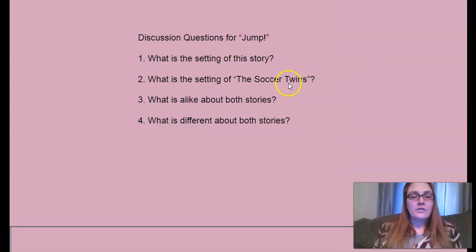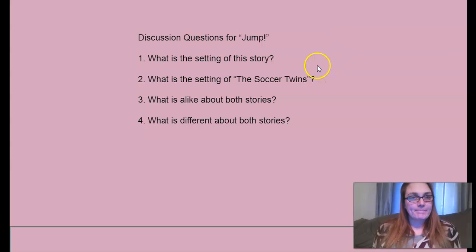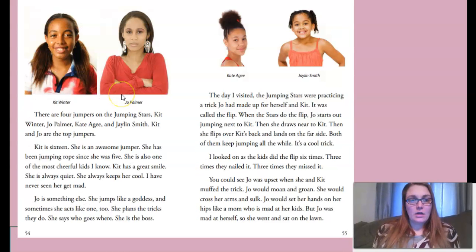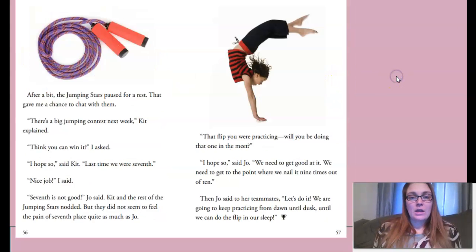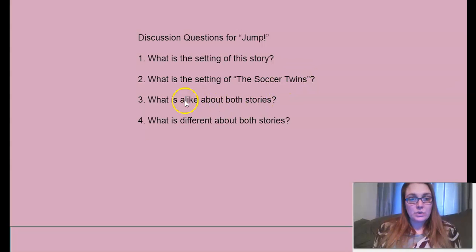What is the setting of the soccer twins? The last story we read was about the soccer twins. And that one was set at a soccer game. So in both stories, we're going to compare them a little bit. What is it like about both stories? So you might be thinking, the main characters are girls. So in Jump, we have Kit, Jo, Kate, and Jalen. Kit and Jo we talked about mostly this chapter. The soccer twins were 2 girls.